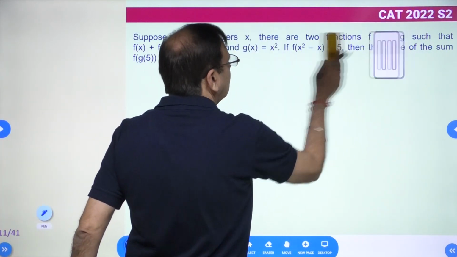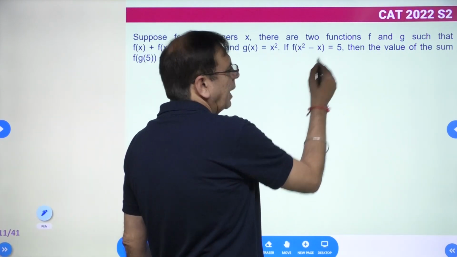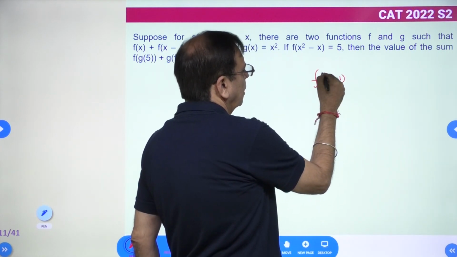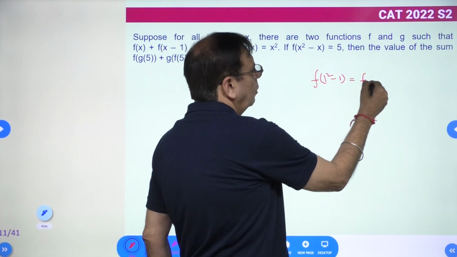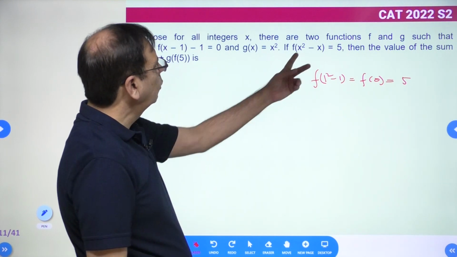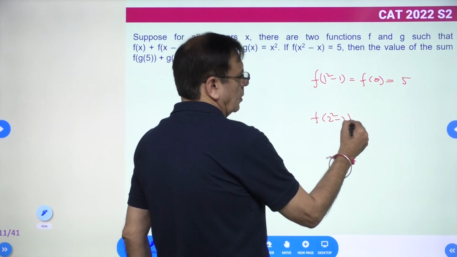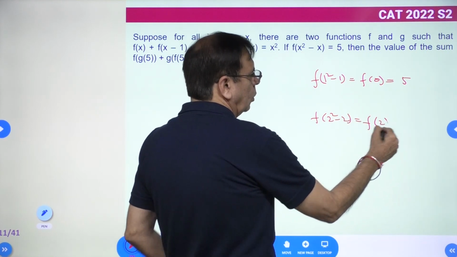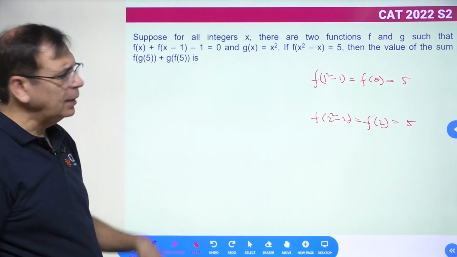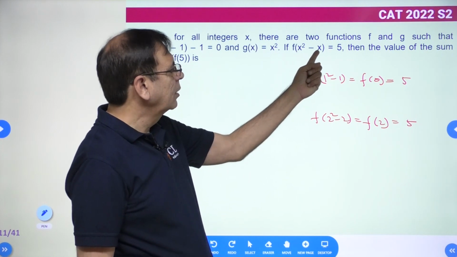And how do I do that? I do that on the basis of this particular equation which is given to me. So let's see. f of x square minus x is 5. If I say f of 1 square minus 1, this is equal to f of 0. f of 0 is 5. Similarly, if I do f of 2 square minus 2, what will this be? f of 4 minus 2. This will also be 5. Let me take one more term, just for the heck of it. 3 square minus 3. 3 square is 9, 9 minus 3, 6.